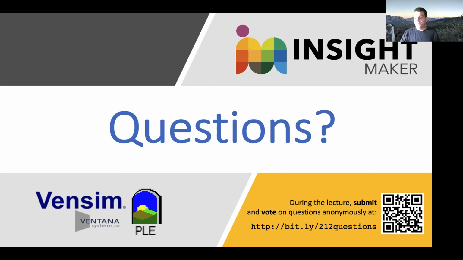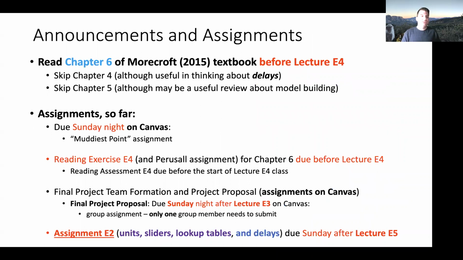The only other thing that I want to bring up are the announcements, and this is just a reminder that by lecture E4, which is a week from Tuesday, next week, make sure you've read chapter 6 of Moorcroft. So we're skipping over chapters 4 and 5, although these are very useful chapters to read if you want extra review material. Chapter 4 especially is very useful for thinking about delays. And of course, there are reading exercises and assessments that you'll have to do with that.